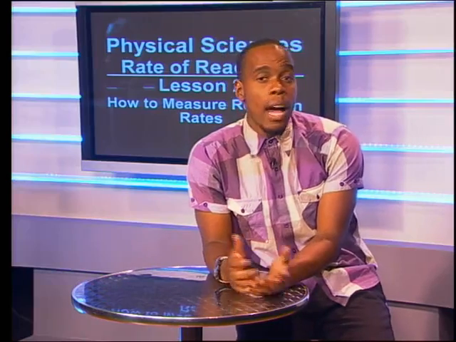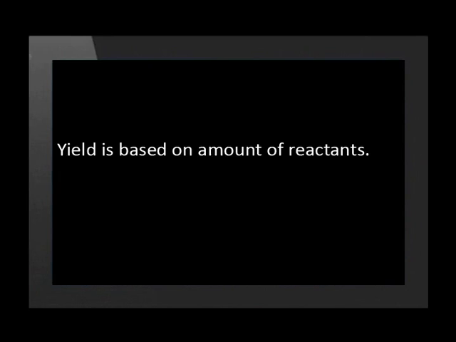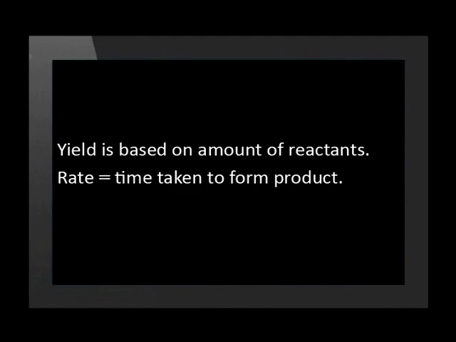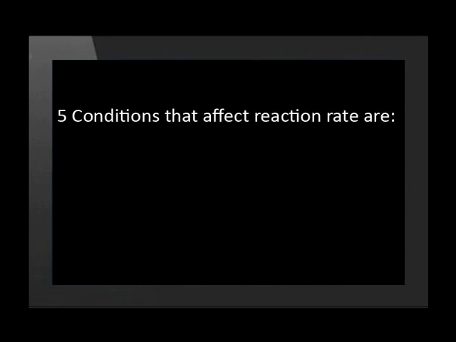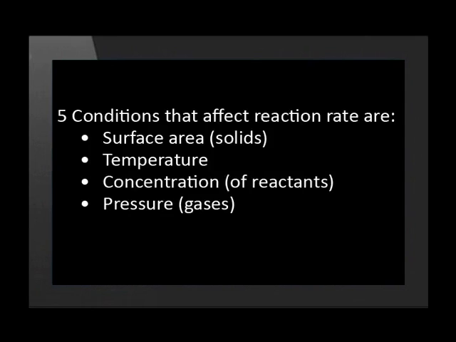So we know that the amount of product formed in a certain time tells us about the rate of reaction, and that reactions can occur only when there are effective collisions. Amira also showed us that the yield of a reaction is always the same because it is based on the amount of reactants, but the time it takes to form the product can be changed in one of 5 ways. These 5 conditions are surface area, temperature, concentration, pressure, and the use of a catalyst.